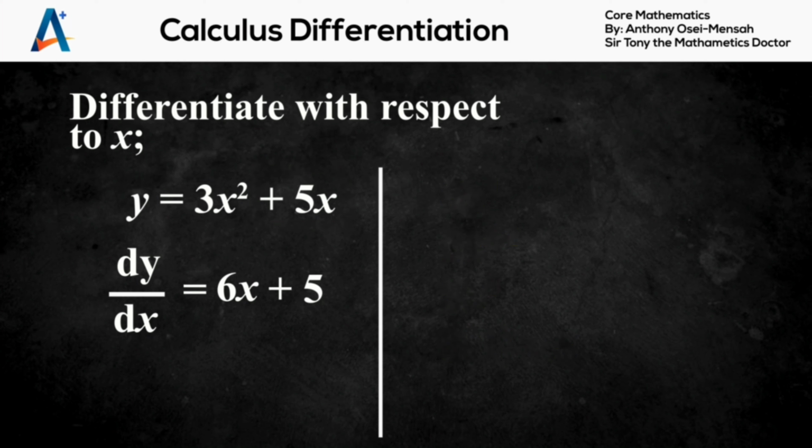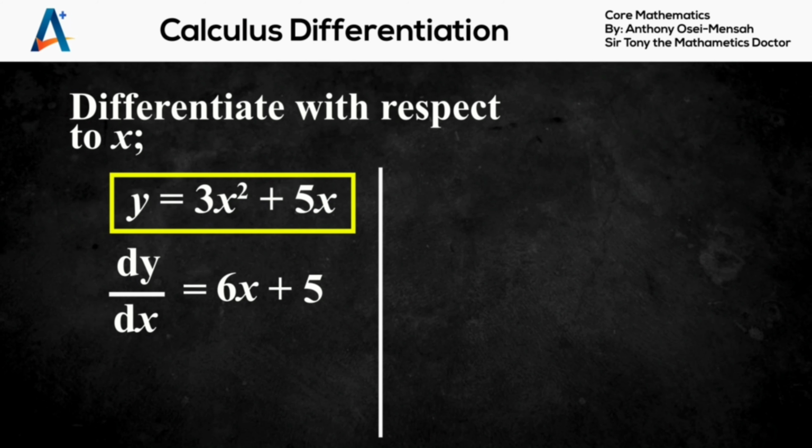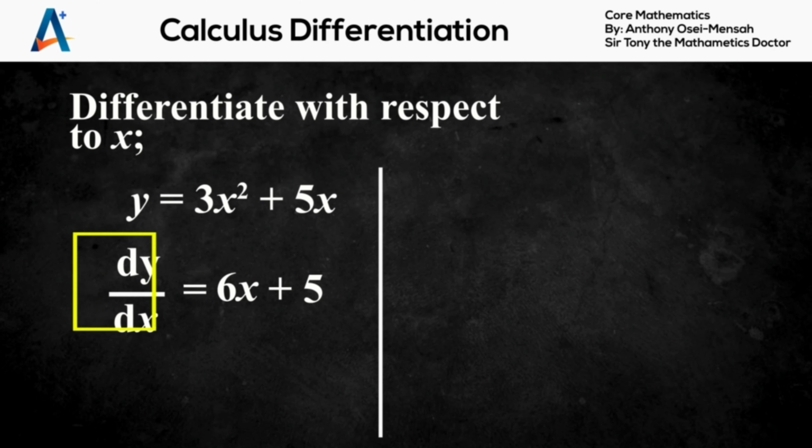So plus 5. So finally, our answer will become 6x plus 5. Please note that dy dx is equal to 6x plus 5. So if you differentiate this function with respect to x, you are going to get 6x plus 5. So dy dx is equal to 6x plus 5. That is our final answer. It is also an expression.